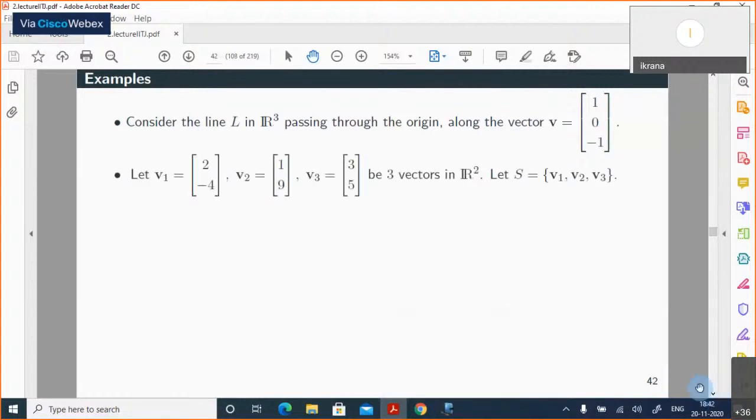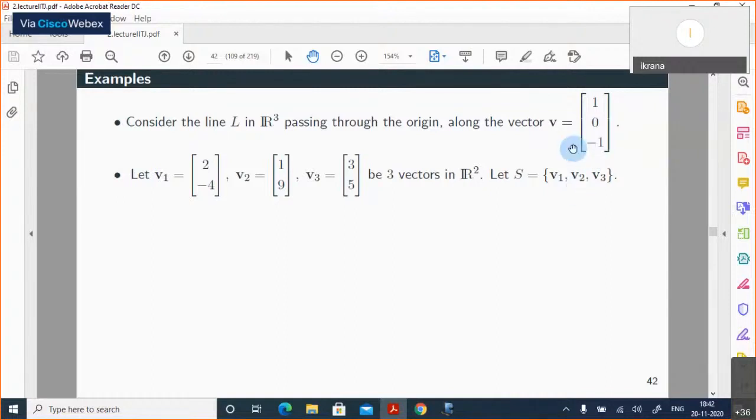So consider a line passing through the origin along the vector 1, 0, 1. What is the linear span of that? Just now somebody said if you take alpha times that vector, that is a line. So the linear span of one vector is a line along this vector 1, 0, 1, and minus 1 will be in that direction.